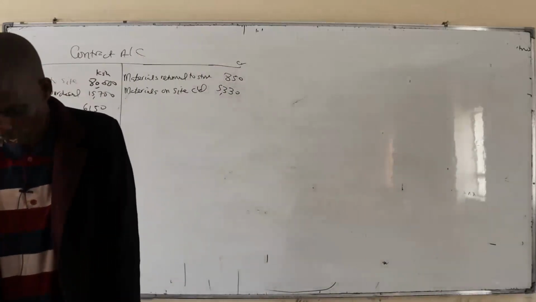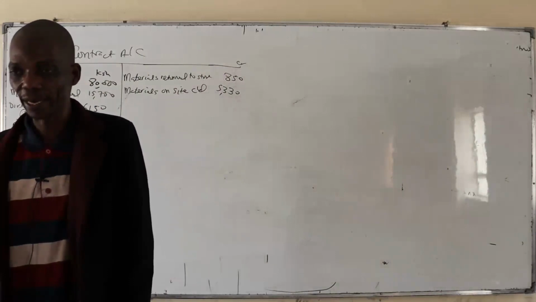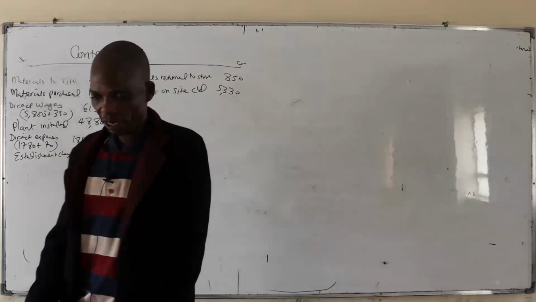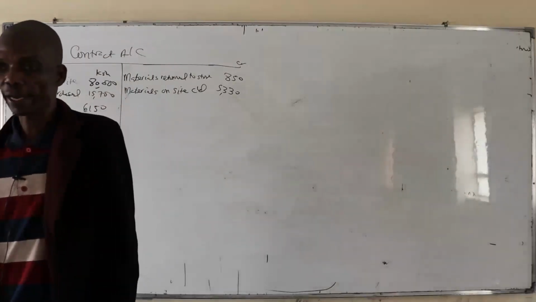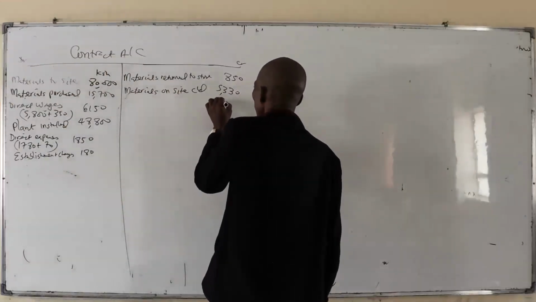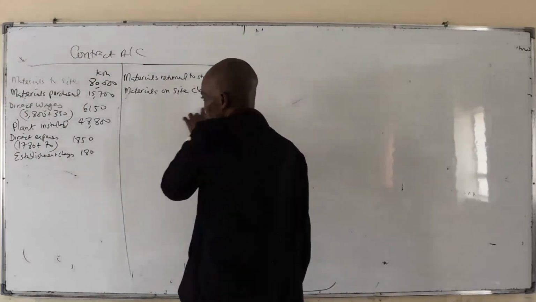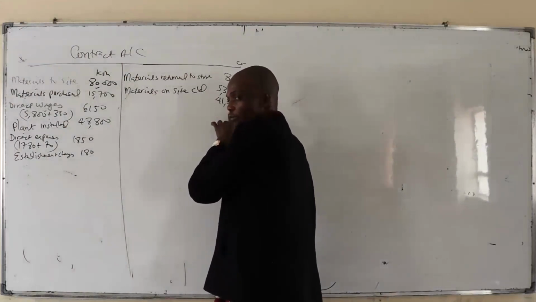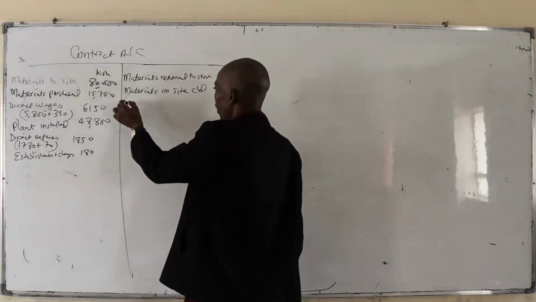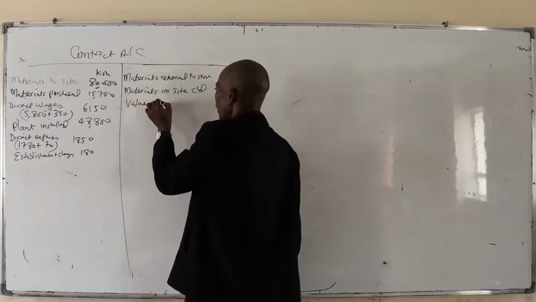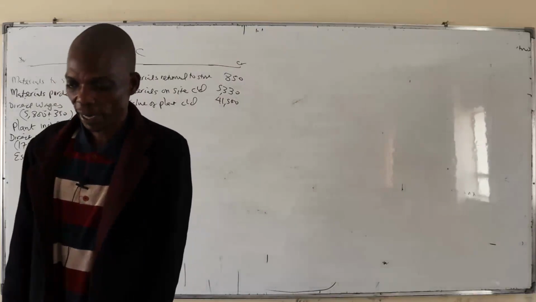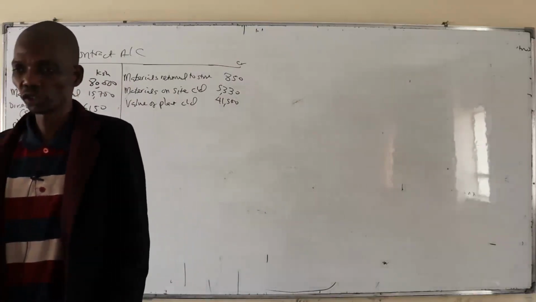Now, you also have plant on site carried down. You can see the plant installed was 48,800. But at the end of the year, when we are closing our books, the value of the plant has been evaluated, and it is 41,500. You can see the difference between what was installed and the value at the end of this period. That is referred to as depreciation. So we have the value of plant carried down.